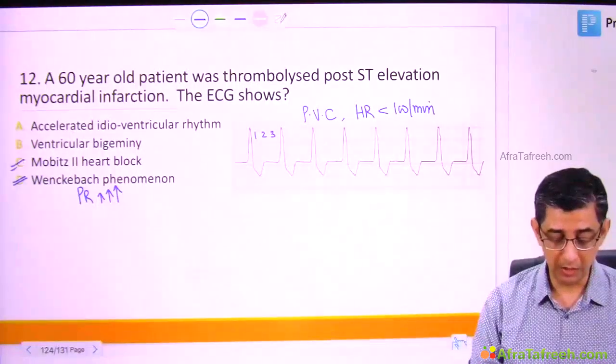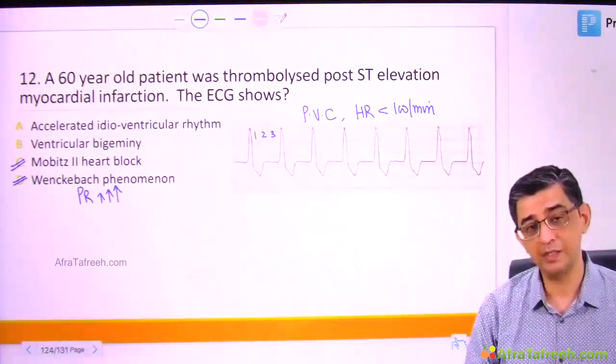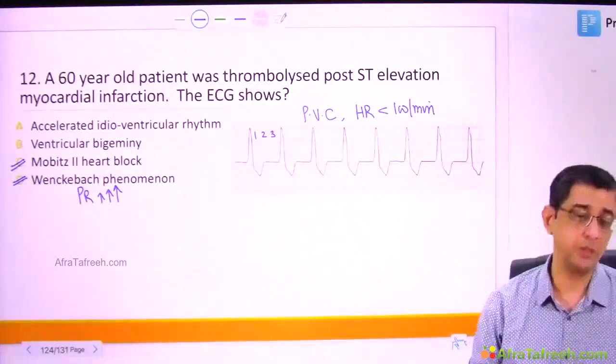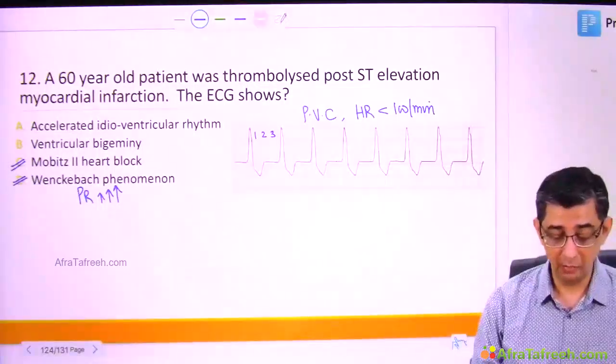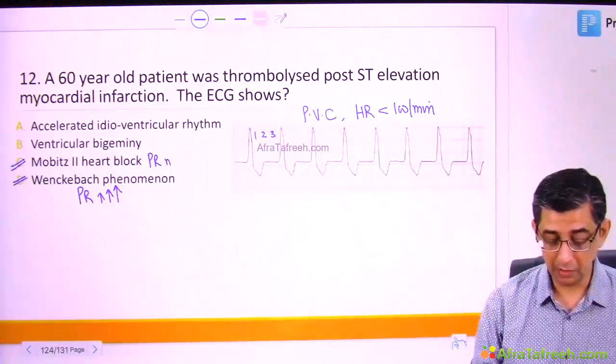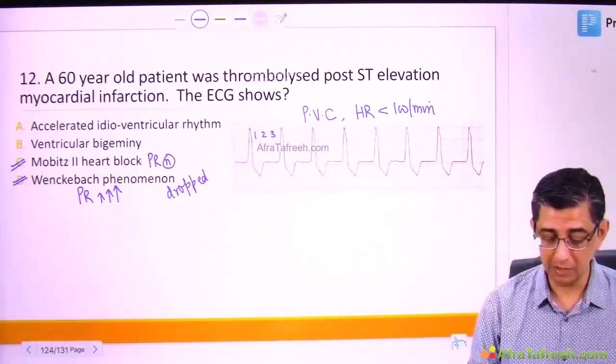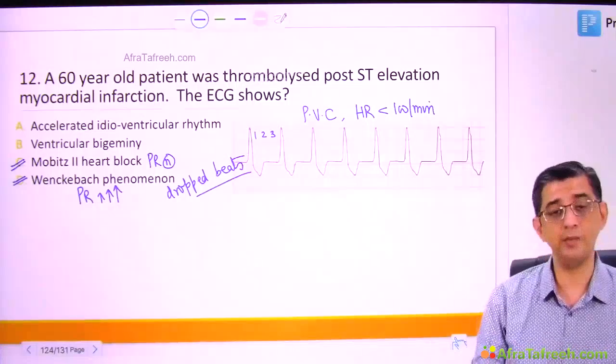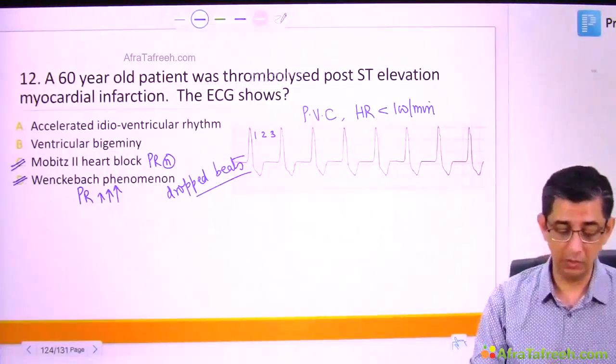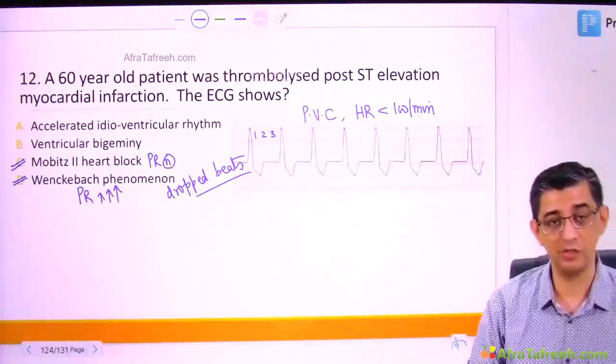Mobitz 2 heart block is again a bradyarrhythmia. Heart rate should have been less than 60. So two options can be ruled out simply on the basis of the fact that in Mobitz 2 heart block, the PR interval remains normal, but then you will be having dropped beats in both of them. Dropped beats basically means that there should be a P wave followed by an absent QRS complex. So both C and D are unlikely as answers to this question.